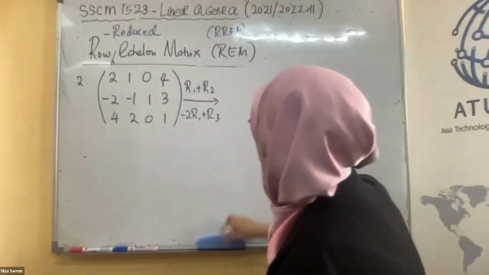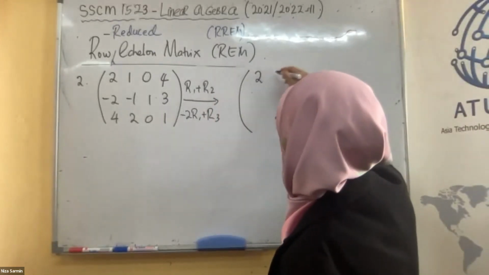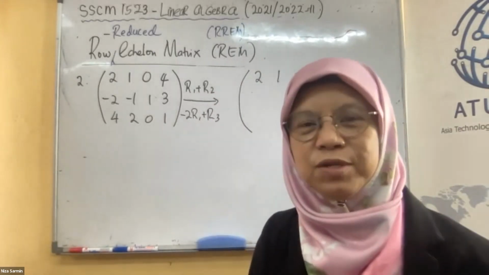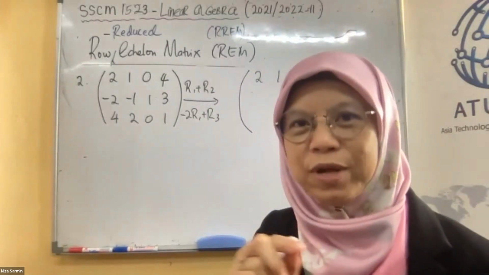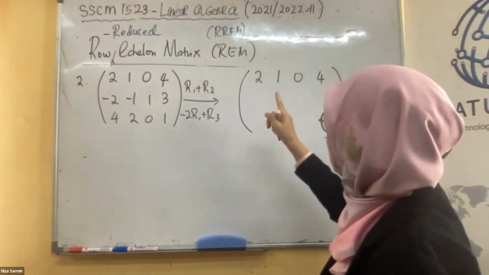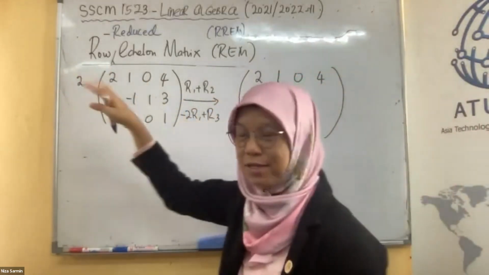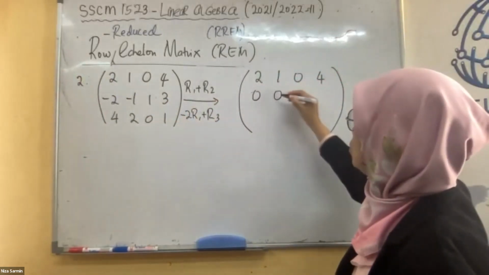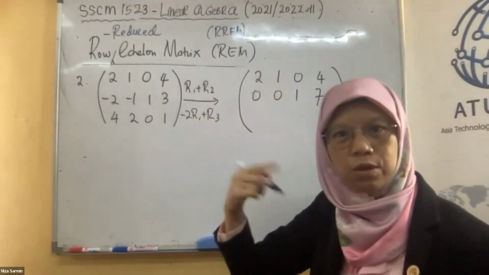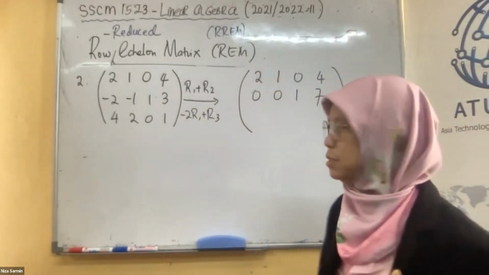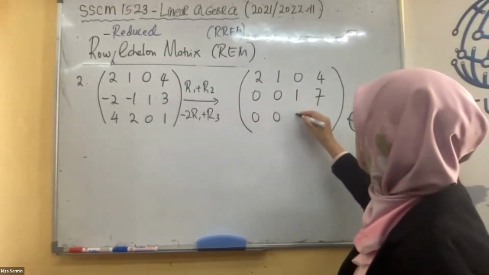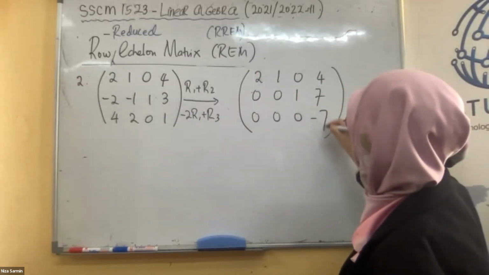So what do you get? You don't change the first row. I can see some of you want to write something. Don't write. So you add. Add is easy. Just add: 0, 0, 1, 7. I will always do it at least twice. And then -2 row 1 and add.